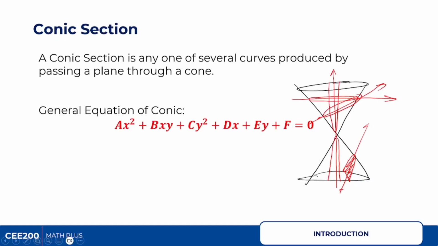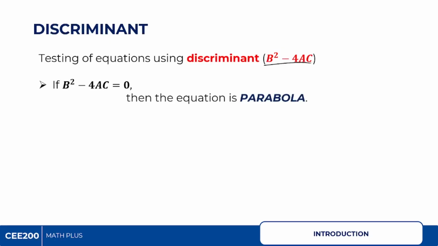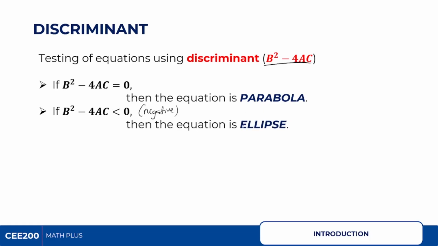Okay, using this general equation of conic. So, ito yung b, ito yung c, ito yung a, yun yung mga values dito. Kapag daw yung b squared minus 4ac will be equal to 0, then you would be expecting a parabolic conic section. If your discriminant is lesser than 0 or that is a negative value, you would be getting an ellipse.